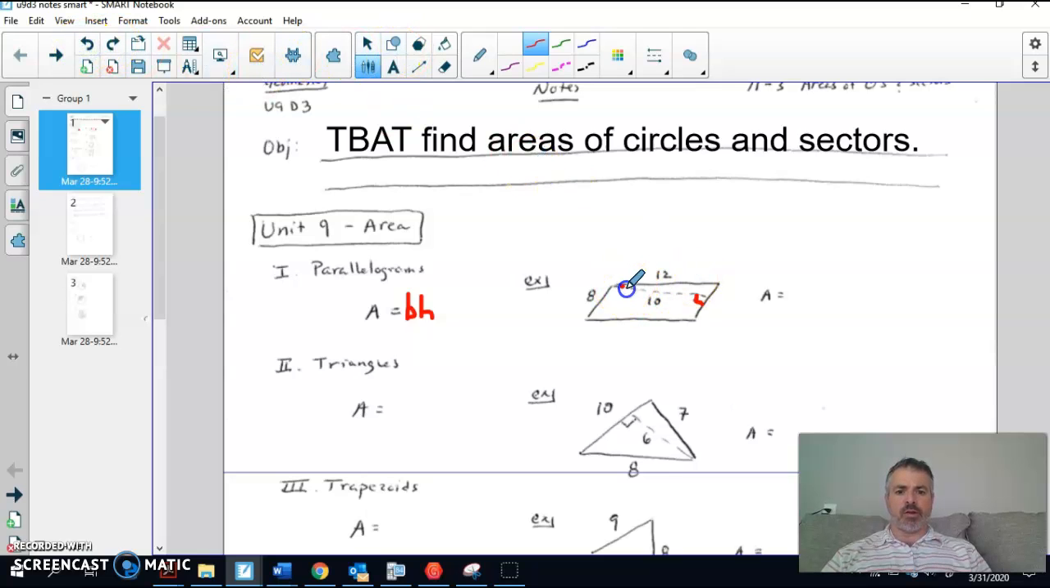So that is the height, which means it's perpendicular to this, which is the base. Well, that base is going to be the same as this over here, 8. So this is going to turn into base 8, and then height 10. So that's an area of 80 square units.